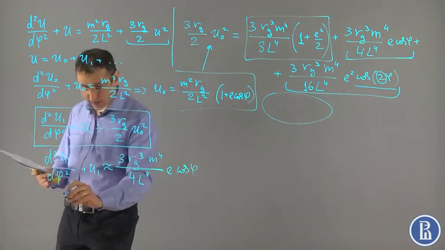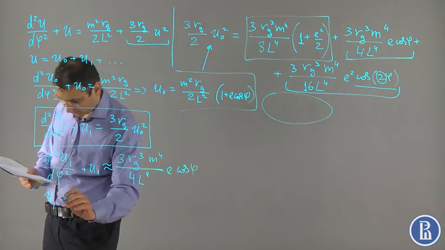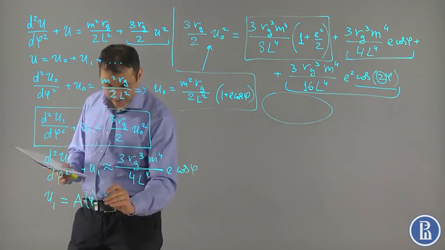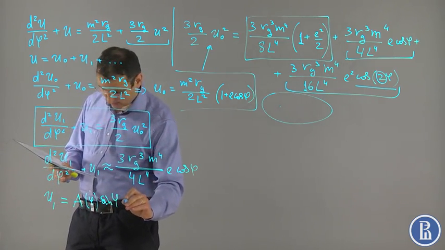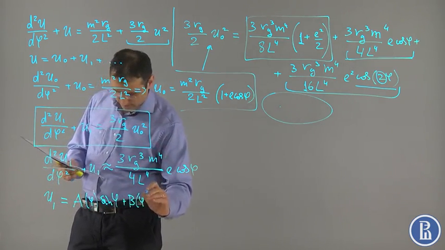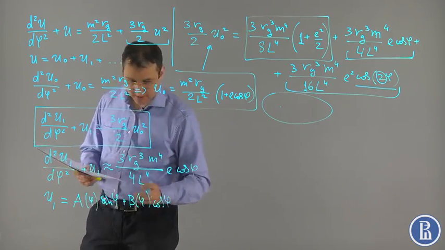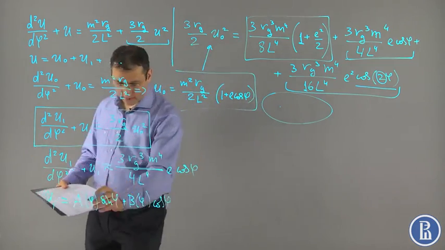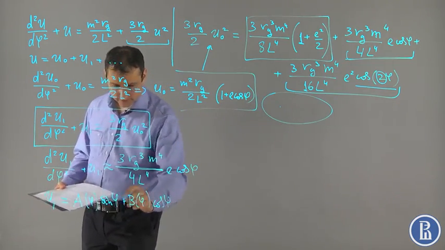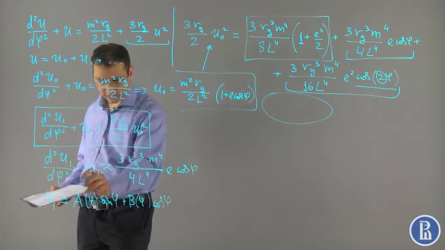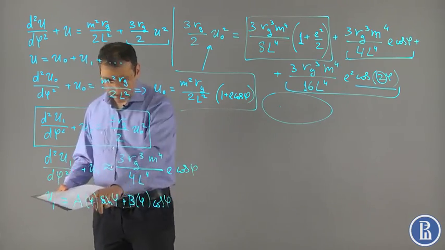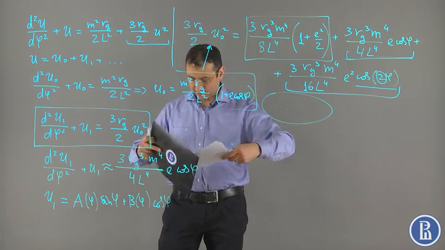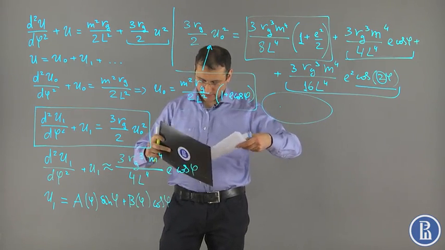To solve it, we are going to look for the solution in the following form: a of phi times sine phi plus b of phi times cosine phi, where we consider a and b as slow functions of phi. So this is the ansatz for the solution of this equation. We are going to substitute it here and find the equation for a and b. That's not a very hard exercise.